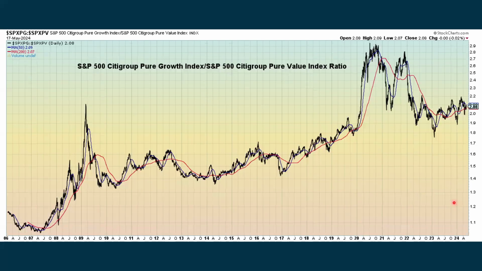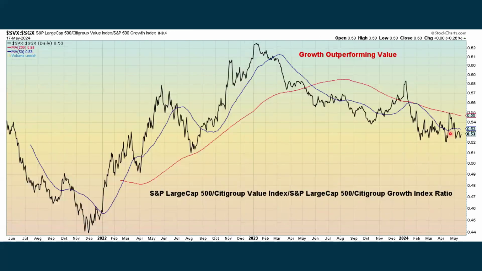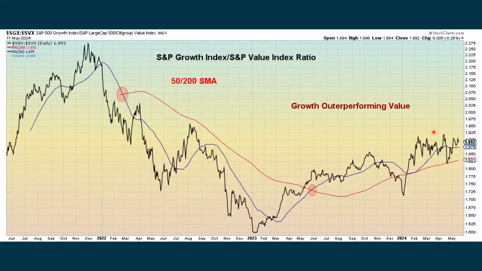Here's those same indexes, the pure growth indexes, longer term. We do see the blue line coming down, but growth is still outperforming overall based on the trend. There's a little shorter term look showing how value is underperforming growth. And then here's another index that we look at showing how growth is outperforming value.